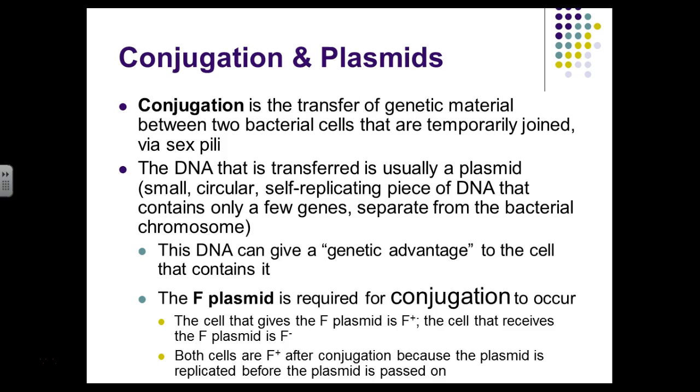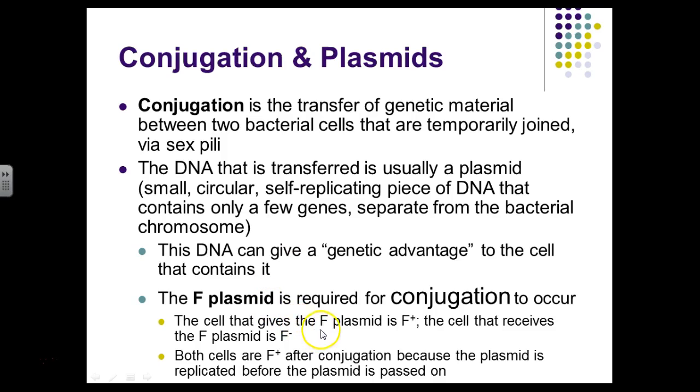And then lastly, we have conjugation. This is sexual reproduction. This is how bacteria have sex. This is when bacteria literally join their sex pili. They will touch their sex pili together, and they will swap their plasmids. They're small, circular, self-replicating pieces of DNA that just contain a few genes. And whatever genes are in that little plasmid will be transmitted into that bacterial cell through this conjugation sexual reproduction process.